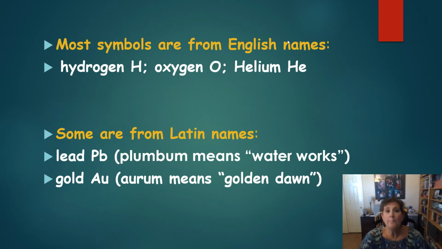All right. Most of the symbols come from English names, which is lucky for us. This is an English-speaking class. Hydrogen is H, oxygen is O, helium is He, carbon is C, and so forth. However, there are some that come from Latin names, and they're a little weird. Lead is not L. It's Pb, which stands for plumbum, meaning waterworks, because it's used in pipes, the waterworks. Gold is Au, not a G. Au for the Latin aurum, which means golden dawn. Gold, Au. Those are from Latin names.